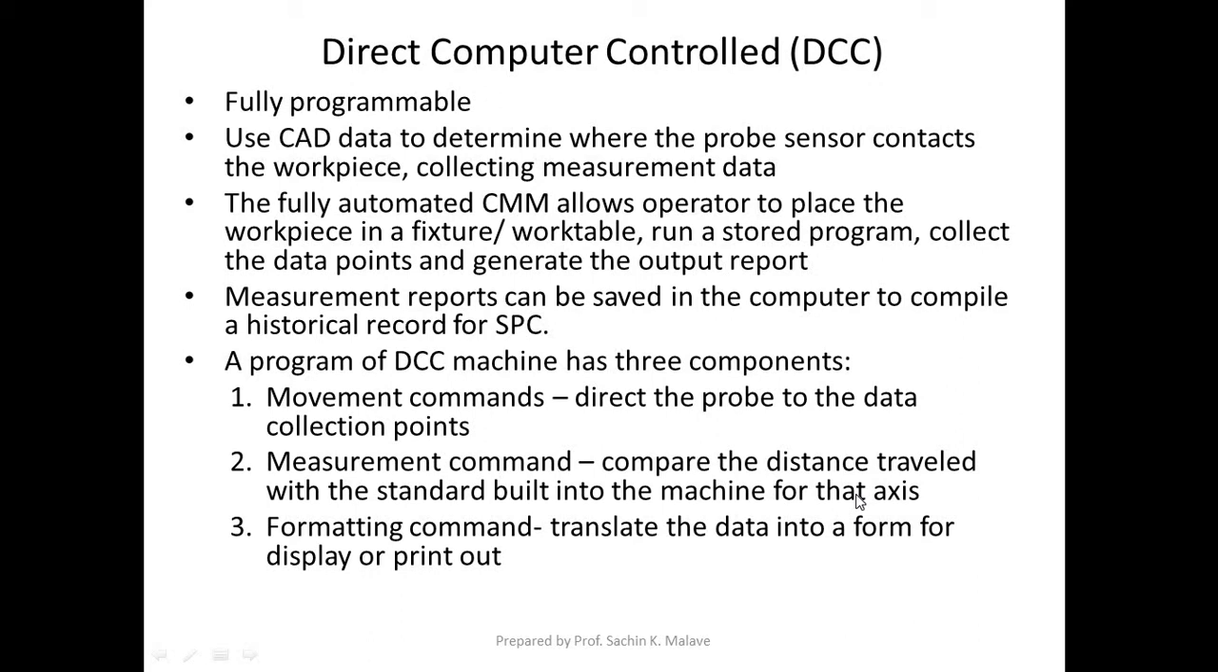Third, the formatting command. This command translates the data into a form for display or printout. So it specifies the format in which inspection information is to be presented by the computer. It is like, say, post processing. Once the measurement is over, it will print a report in the required format. So these are the different types of the motions.